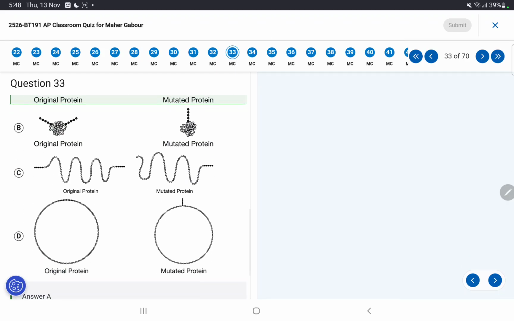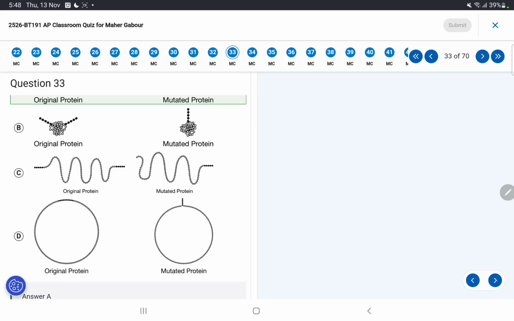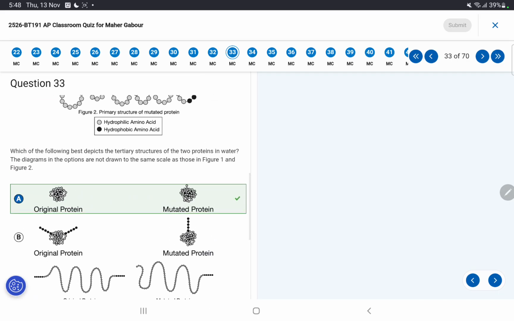I don't even know what these are. Like, that is an abomination, okay? This is something straight out of a movie, and that's a circle. Yeah, so no, we choose the first one.